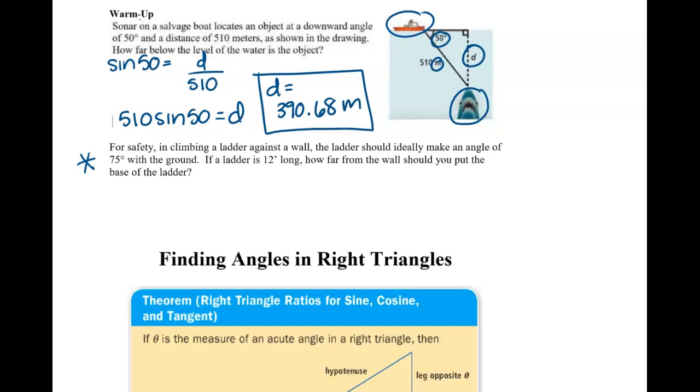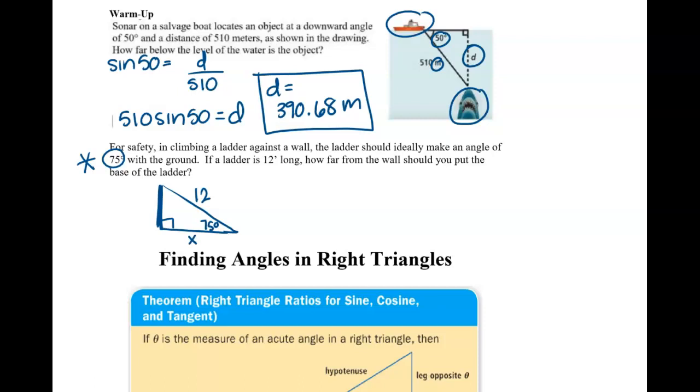Okay, assuming you paused this, we draw our picture. There's our vertical wall. Here's our ladder. Angle of 75 degrees with the ground, which is right there. The ladder is 12, because I think sometimes people make the mistake of putting the ladder here, but a ladder would fall over if you just set it there. We have to lean it. There's our right angle.